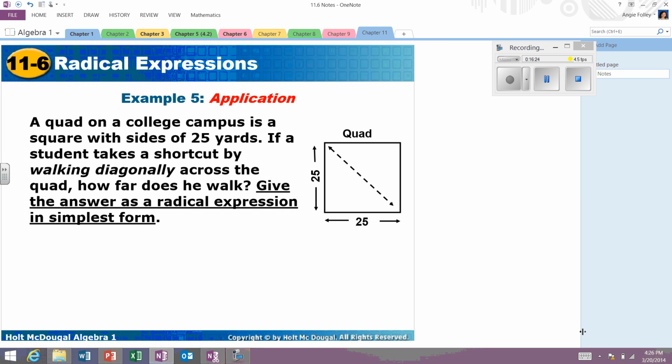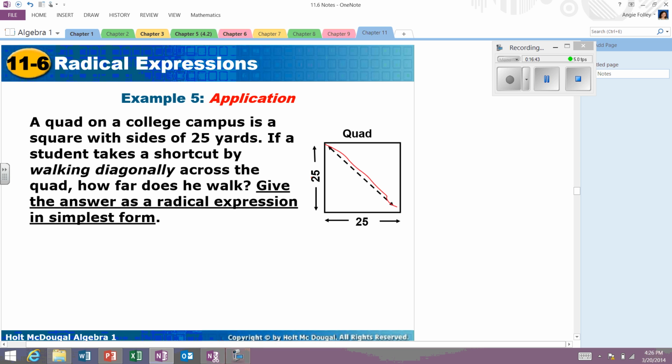Okay, let's try a word problem, and then we've got just some lesson quiz problems, and we're good to go. A quad on a college campus is a square with sides of 25 yards on both sides. If a student takes a shortcut across the lawn, how far does he walk? Give the expression in simplified radical form.